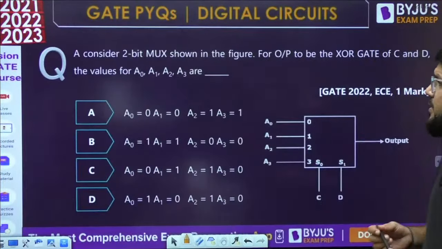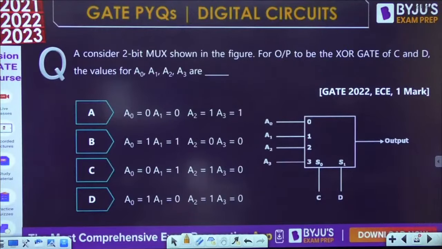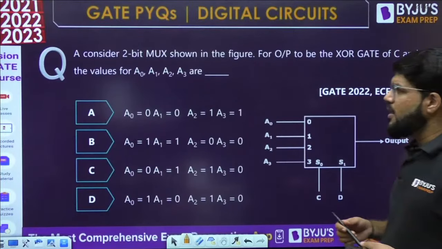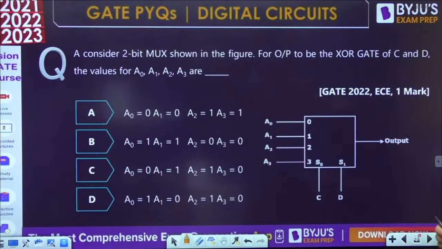We have the next question here. Consider the 2-bit mux shown in the figure. For the output to be the XOR gate of C and D, what are the values of A0, A1, A2, and A3?